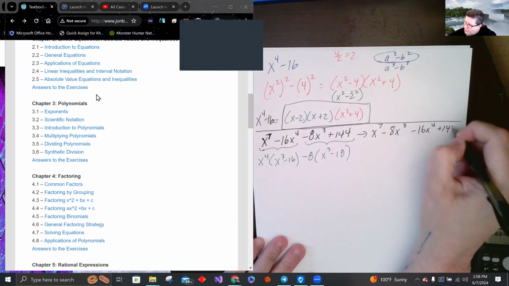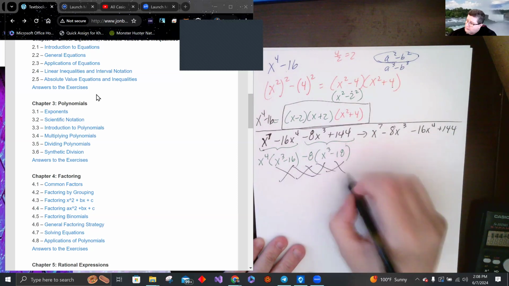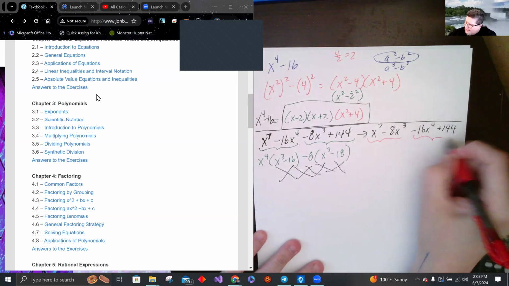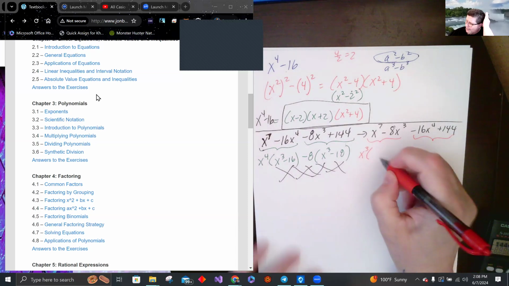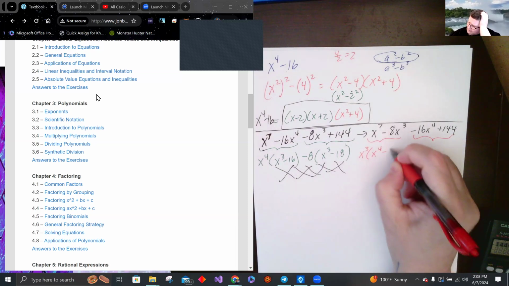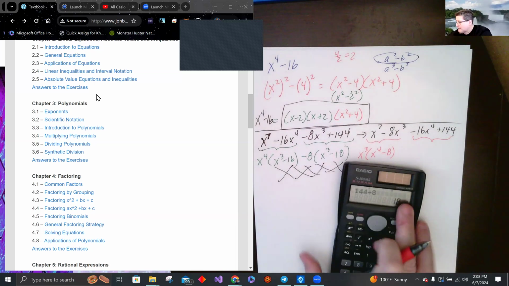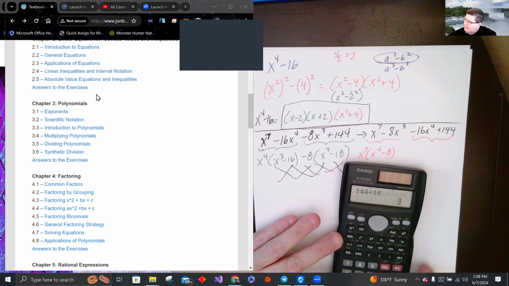That didn't work. No, no, no, no, no. We'll do by grouping here. Now an x cubed comes out, and I've got x to the 4th minus 8. And if I take out, 144 is divisible by 16, I think. It's left with a 9.